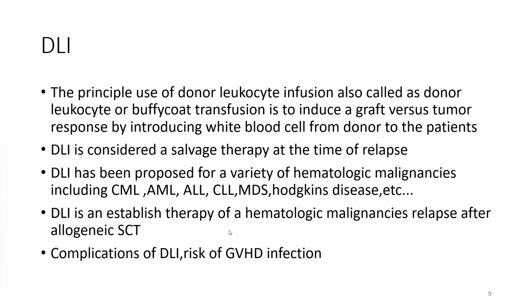The main complications of DLI are the risks of GVHD and infections. So whenever we are planning to give DLI, we need to check all those things. We'll check the chimerism, and if it is going down aggressively, we'll give DLI, and we'll give a small volume because we don't want the patient to get GVHD. Infection is another risk. So we'll be very careful while giving the DLI, because we need to see lots of criteria.